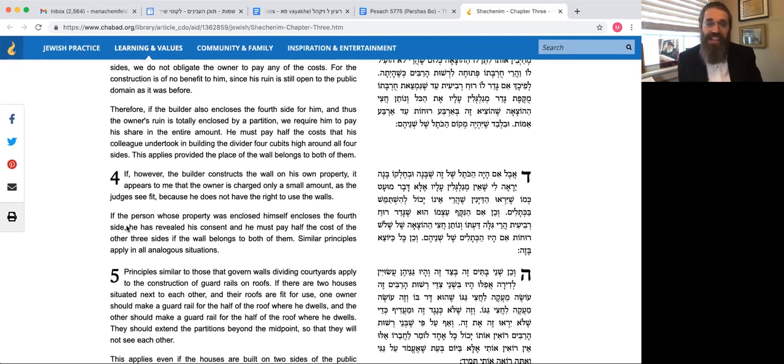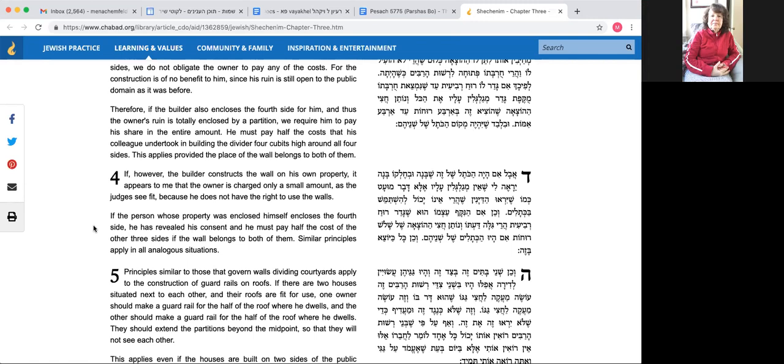But I revealed my consent, and he must pay half the cost of the other 3 sides, if the wall belongs to both of them, right? In other words, if it was built on the land belonging to both of them. Similar principles apply in all analogous situations. Okay, that's 3 and 4.